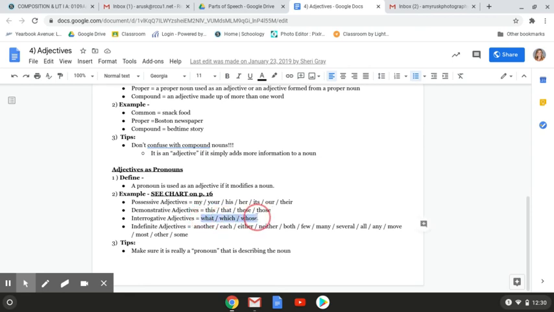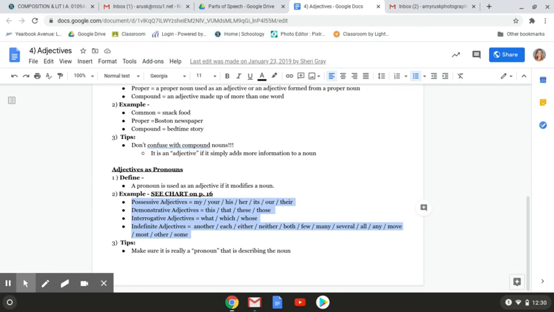Then you have your interrogative. Remember, if it's an interrogative pronoun, it's going to start a sentence. Okay, but these interrogative pronouns can also be adjectives. Which chair is yours? What house do you live in? And then we have indefinite adjectives, and those are all listed there. So these pronouns that can be used as adjectives are all listed here.